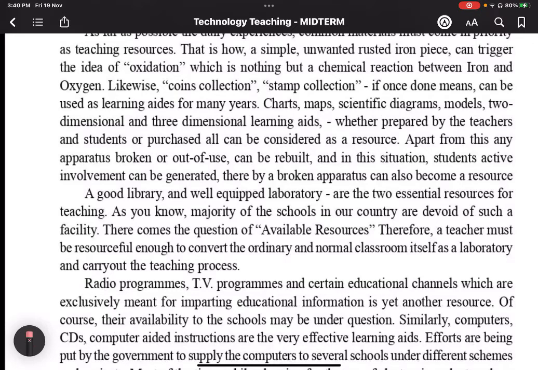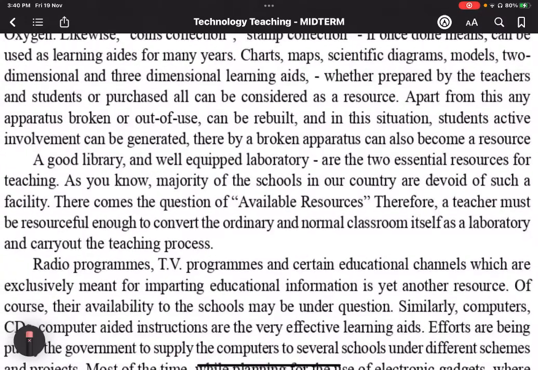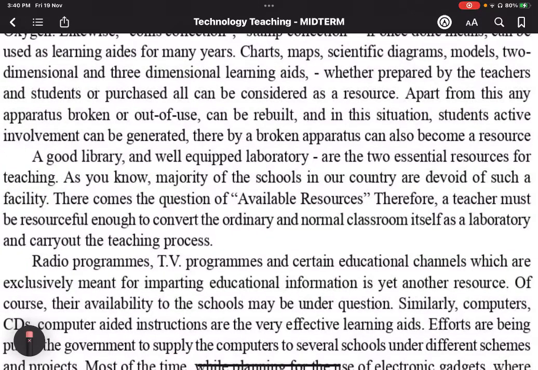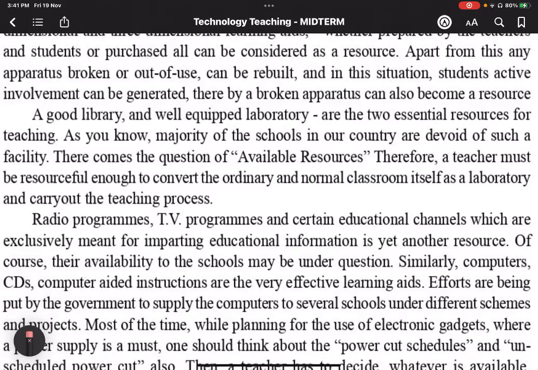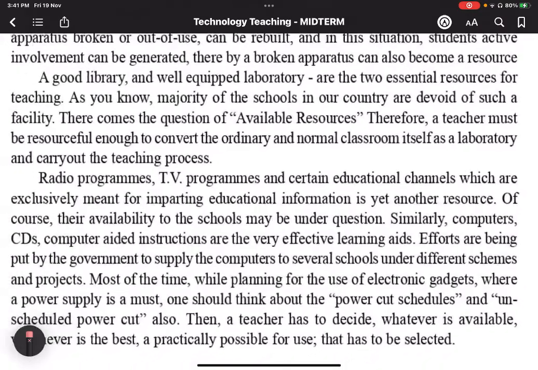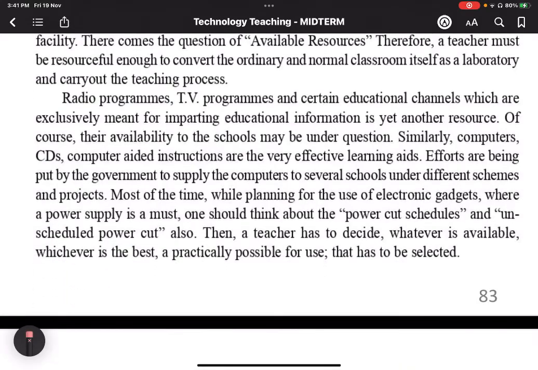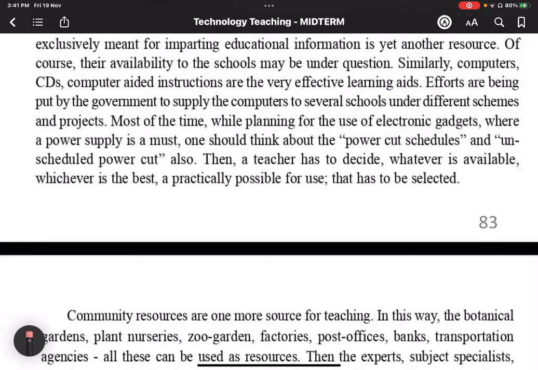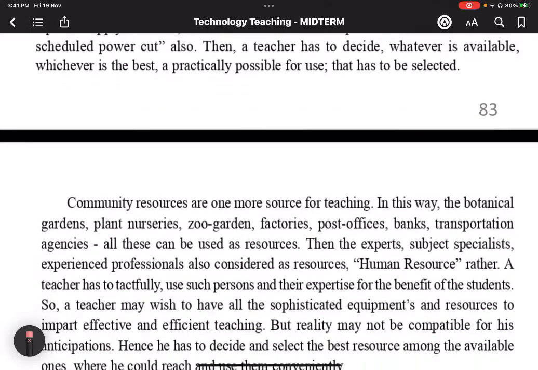Kung gusto niyo, for example, gusto niyo maalaman pa yung further explanation, you can go to YouTube, you can go to Google. Hindi na library ngayon, though may library pa rin ngayon, but hindi naman siya in our environment, in our situation, hindi siya accessible, no? Hindi siya appropriate para sa atin. Also, radio programs, TV programs, certain educational channels which are exclusively meant for imparting education information is yet another resource. Maraming resources na pwede nating i-refer, pwede nating kunin at ibigay sa ating mga student.